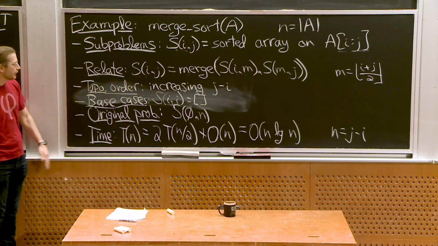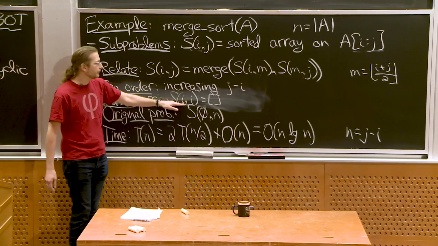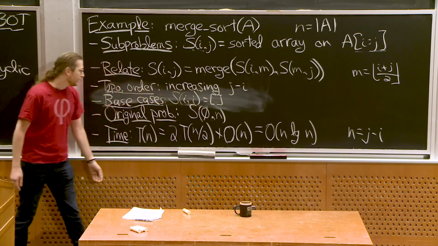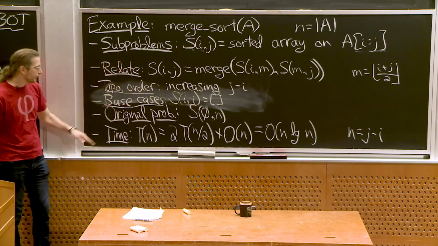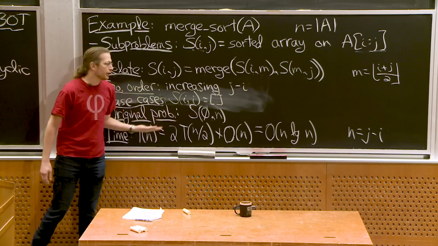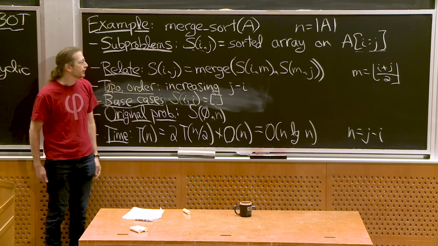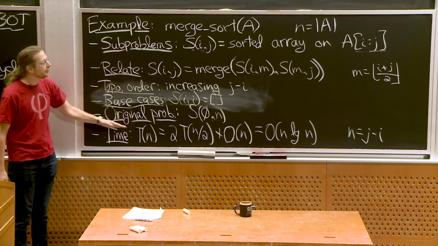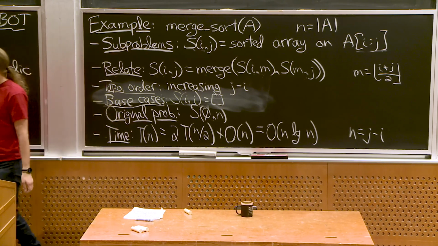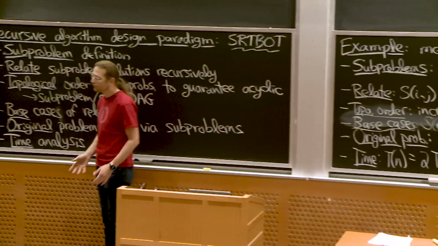All the subproblems, we have a base case, which is if we don't want to sort anything, that's the empty array. Already said the original problem, and then running time is, there's no better way to solve it than the recurrence that we already saw how to solve. So this is just another way to think of n log n merge sort in this labeled framework of SRTBOT.